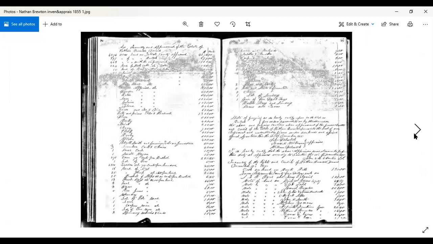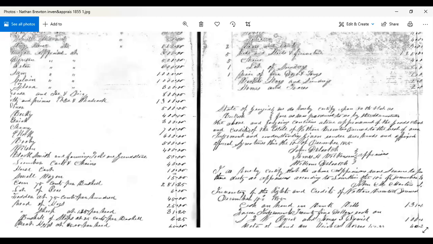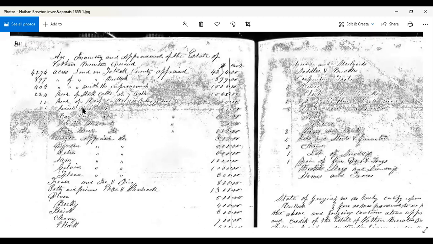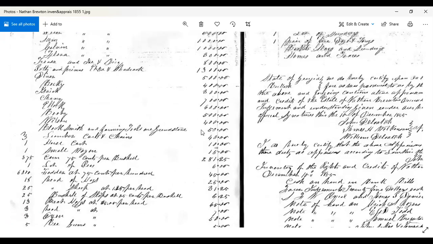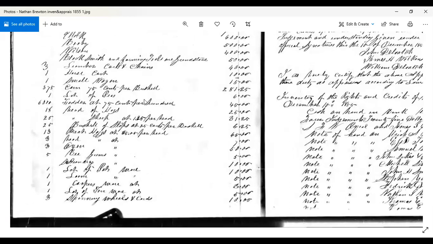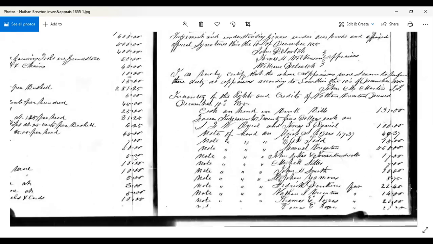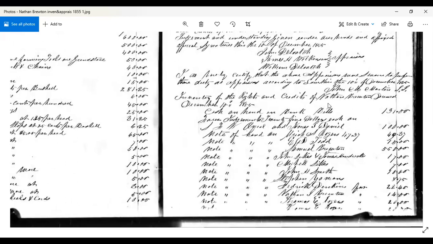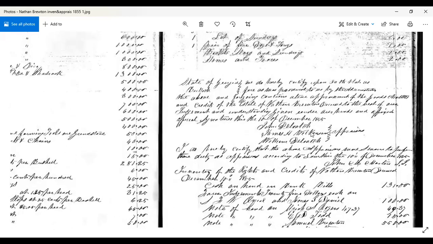And then this is the inventory of all of his estate. So again, it goes down and you can see all of the various things that he owned and how much it was worth. And then over here, these are credits of Nathan Bruton. So remember how I mentioned notes? So this is money that he owed individuals, and some of the notes it could be someone else who owed him money.